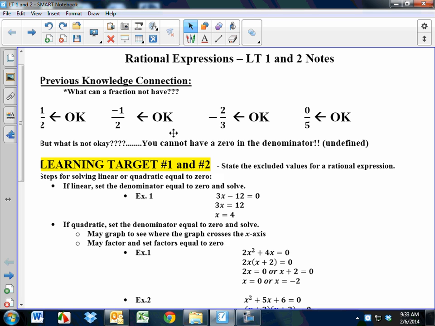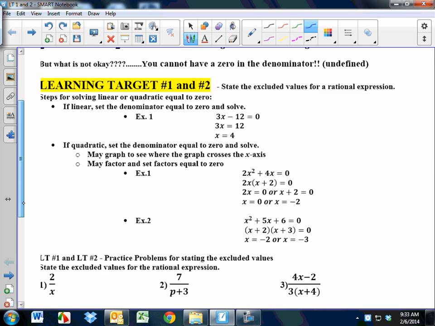The new unit's all about fractions, and the first page of Learning Target 1 and 2 notes is dealing with what you can't have in a fraction. 1 over 2 is okay. Negative 1 over 2 is okay. Negative 2 over 3 is okay. 0 over 5 is okay. But if you'll recall, you cannot have a 0 in the denominator of a fraction. So that's what this entire front page is about.